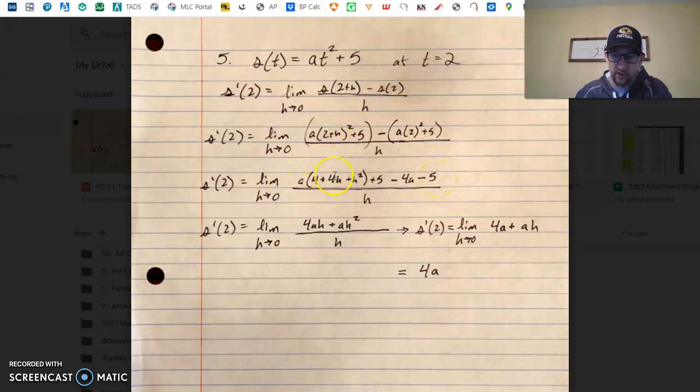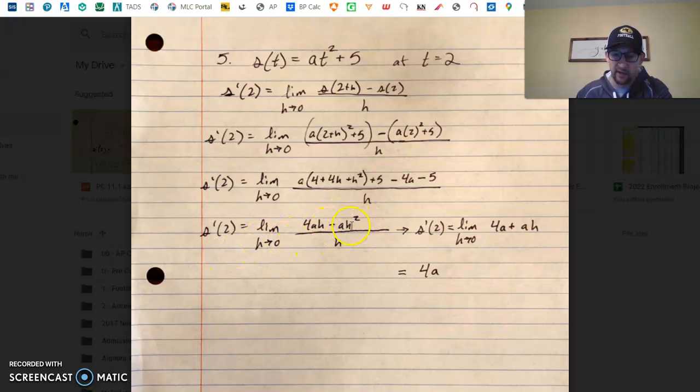This a times 4h is 4ah. You see it right here. A times h squared is ah squared. You see it right here. So I got 4ah plus ah squared all over h. Still finding the limit of this expression as h approaches 0. But again, I'm doing all this algebra work so that I can clean up this expression.